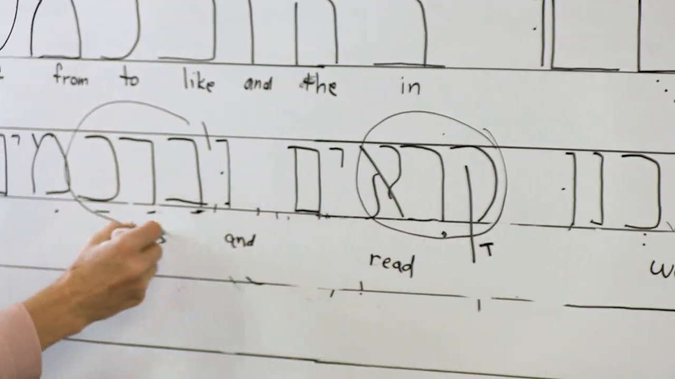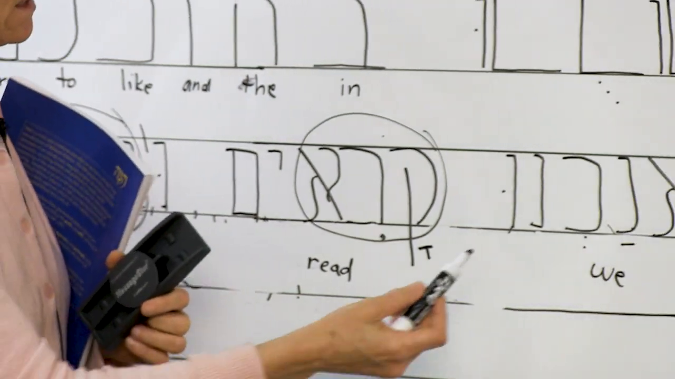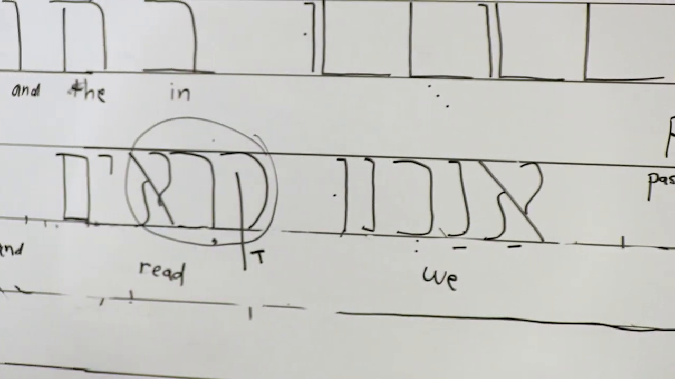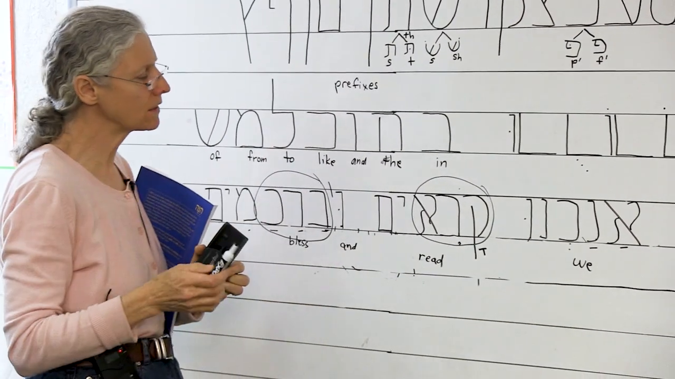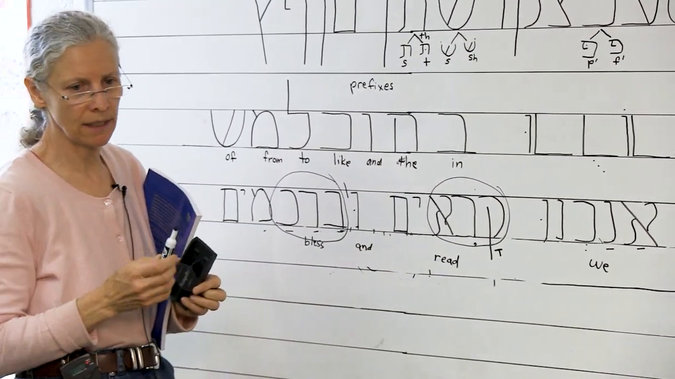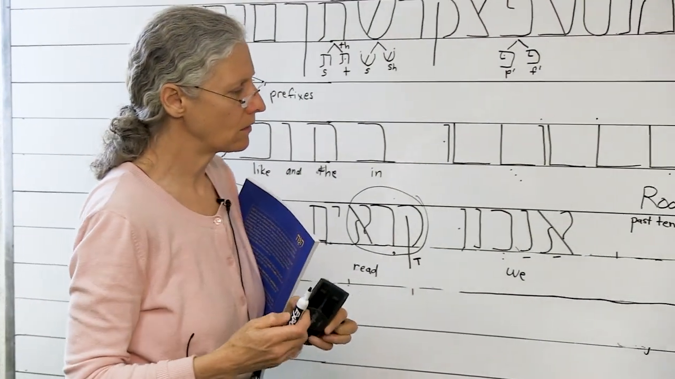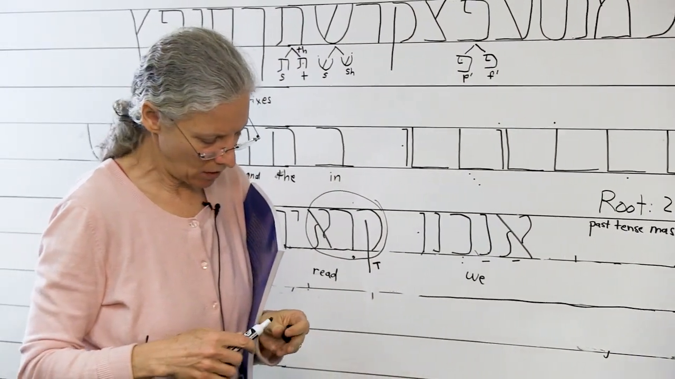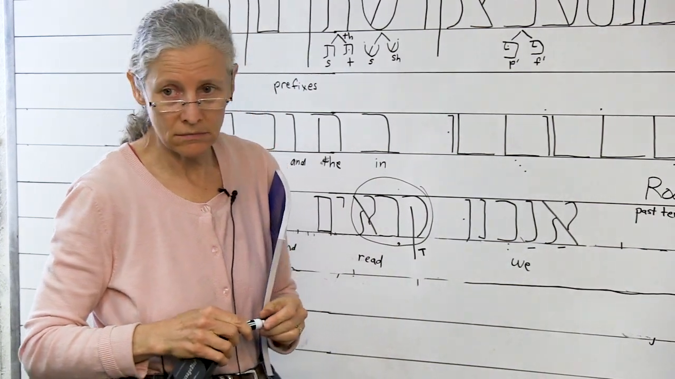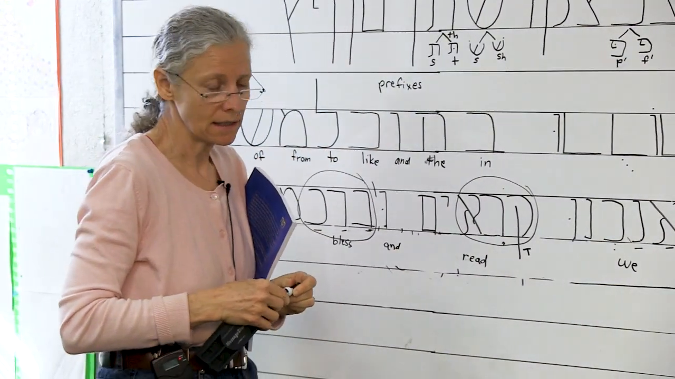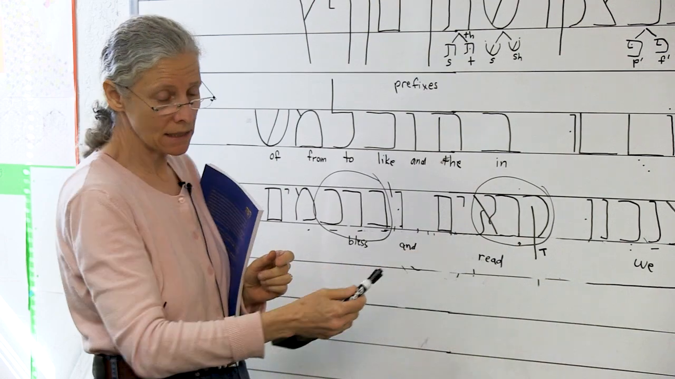So anyway, you can see this is the root here, kara. This is the root here, barach, and anachnu means we. If you can just pick out the roots, you know what the word means. Then you just go in depending on what the context is in that sentence, or how it's used. That's how you're going to use that root word. But the root stays the same, right?